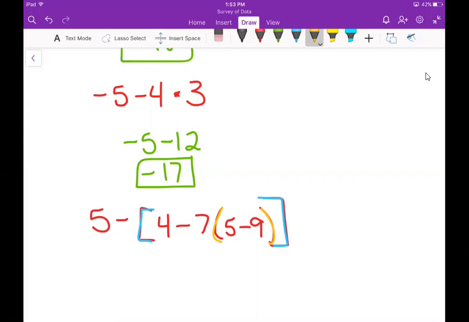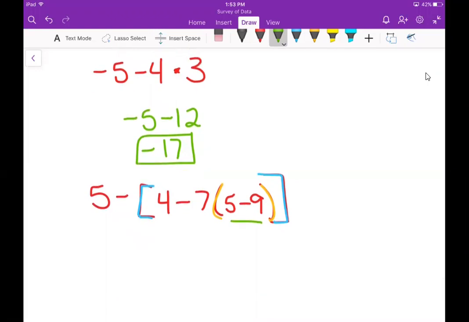But brackets don't come before parentheses or anything like that. They're all just grouping symbols. So anytime you have multiple sets of parentheses, a good rule is to always work from the inside out. So the most inside set of parentheses is this 5 minus 9. So we're going to do that first.